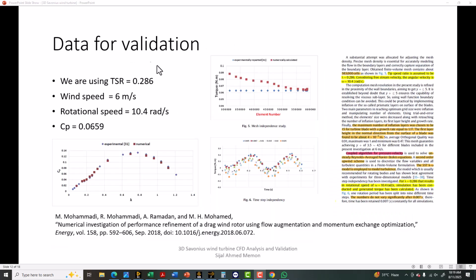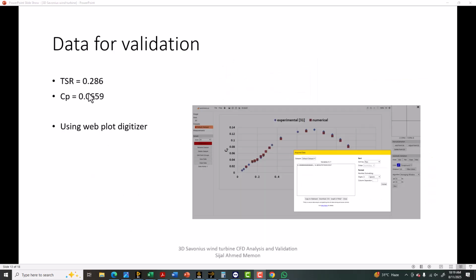And the data for validation is from the same paper, and the point that we use is around here, this one, okay, 0.286 TSR. And at this point, from the WebPlotDigitizer, the value of CP is 0.0659. This is a non-dimensional parameter. This is how we got the data.